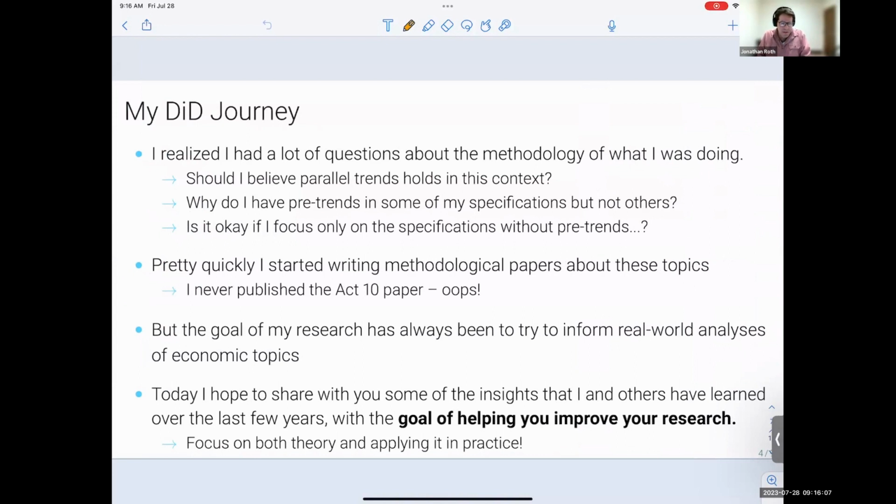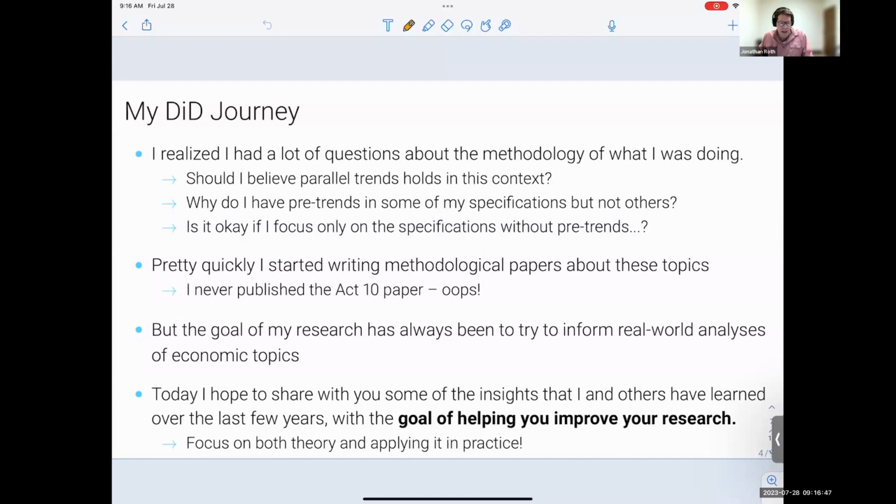And so what I hope to do today is share with you some of the insights that I've learned over the last few years in collaboration with many outstanding co-authors, with the goal of helping you improve your research. I imagine that most of this audience is applied researchers who are either using or thinking about using difference-in-differences methods in practice. And so my goal is to help you think through the issues to make that research as compelling and credible and transparent about its limitations as possible.